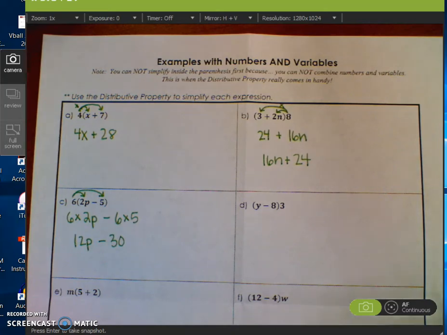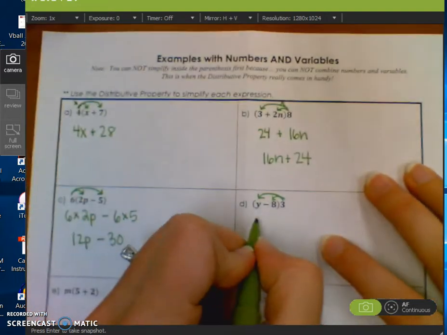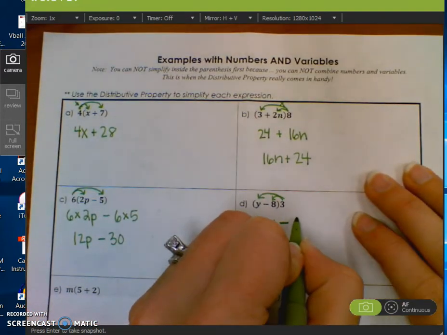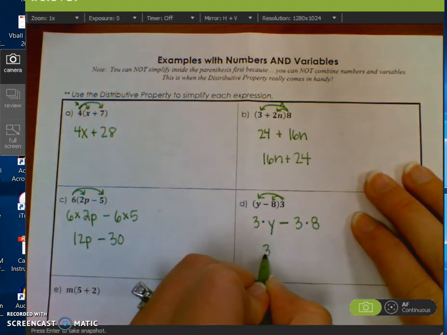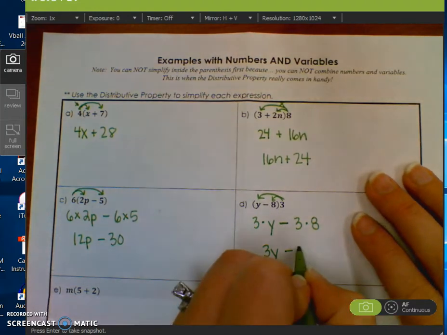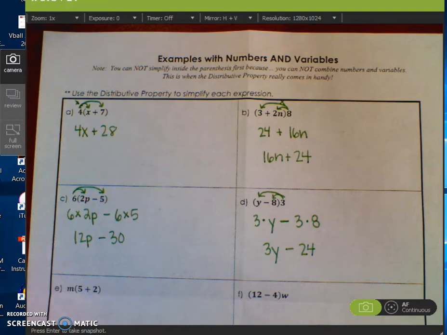I'm going to do one more with you, and then I'm going to challenge you to do the next two on your own. I'm taking 3 on the outside and multiplying it by everything on the inside. So I've got 3 times y. I'm going to bring down my subtraction sign. Minus 3 times 8. And 3 times y we can write as just 3y. Bring down my subtraction sign. 3 times 8 is 24. These two things are not like terms, and so they are in simplest form. We've simplified the original expression. So at this point, I challenge you to pause the video and try the next two, and then check your answers when you're done.